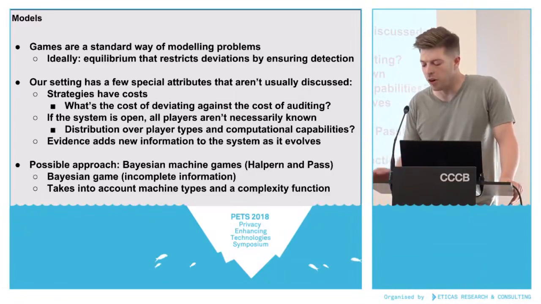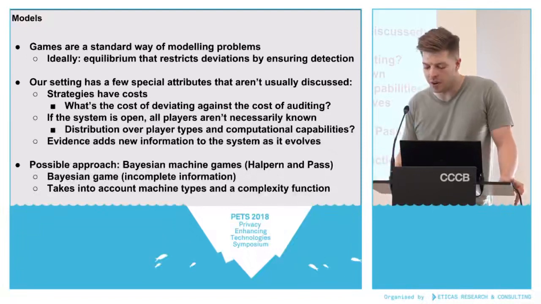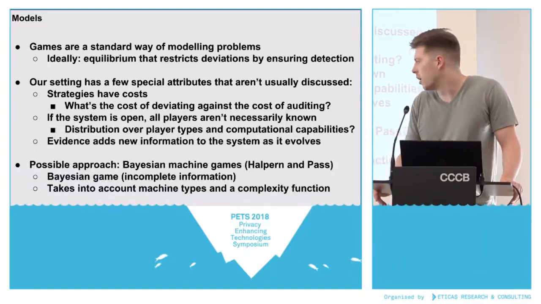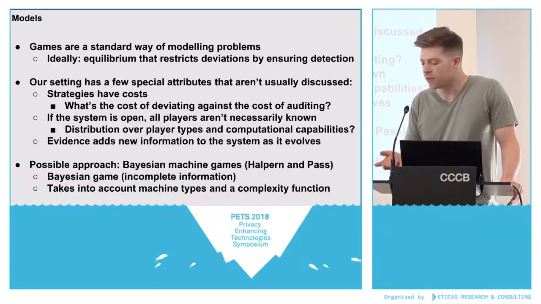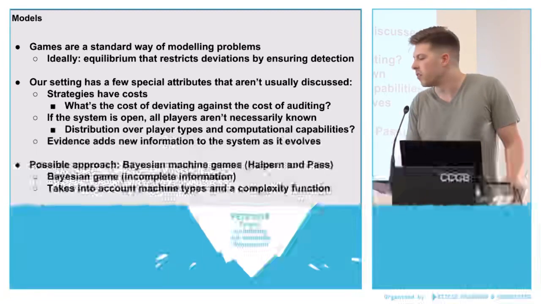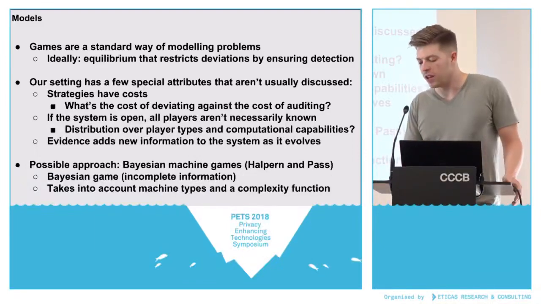So there's one possible approach, along the more sensible side, which is Bayesian machine games, due to Halpern and Pass, who are both at Cornell. Their idea is you have a Bayesian game, which is a game of incomplete information. You have a distribution of things like player types and machine types, but they also have a complexity function, and they take into account how expensive it is to do things in the system. They have a framework, but they don't really have very good rigorous examples that are actually applicable in a decent sense, rather than just some equivalences between games and cryptographic security notions. So that's an interesting thing to take into account and try and solve.